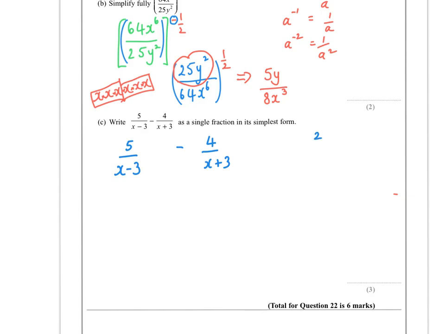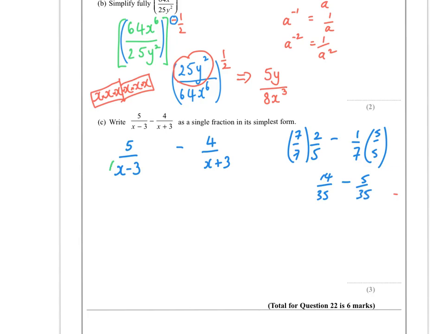Let's imagine we had 2/5 take away 1/7, where you try and get these denominators the same by timesing top and bottom here by 7 and top and bottom here by 5, and then you'd have 14/35 take away 5/35. Think of the same principle here.